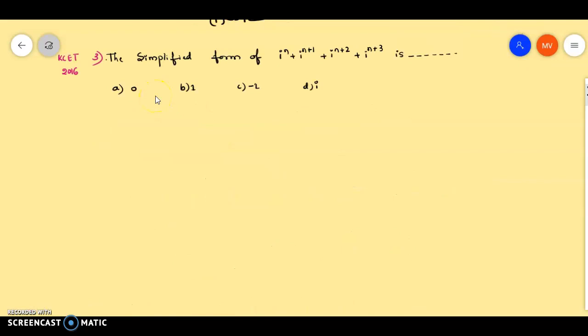Here is your third question, which was asked in KCET 2016, right? The question is, the simplified form of i to the power n, i to the power n plus 1, i to the power n plus 2, i to the power n plus 3 is equal to: option A is 0, option B is 1, option C is minus 1, and option D is i.